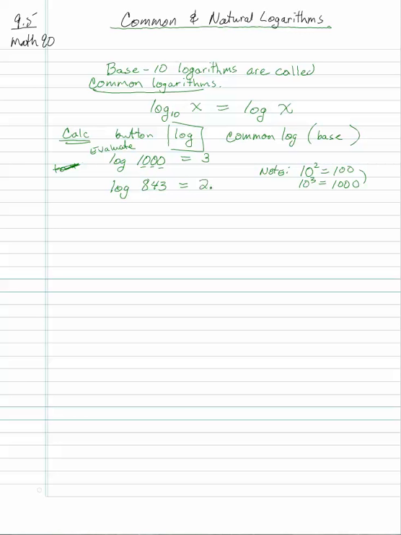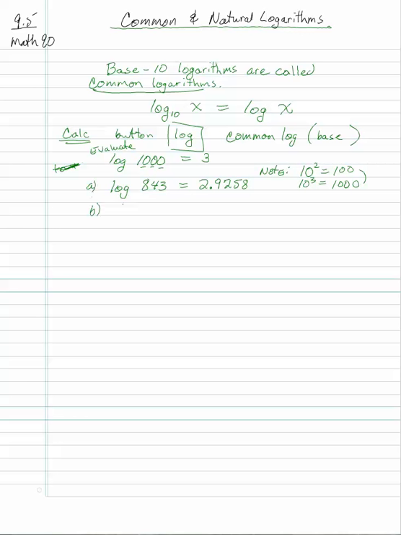So 843, hit logarithm. Oh, this one's the other way around. Log 843 equals 2.9. I want you to go to 4 places. That's common. 2.9258. So it rounds to 2.9258.